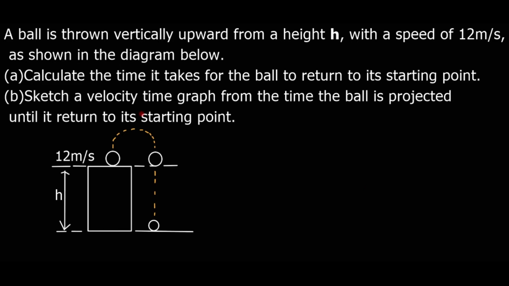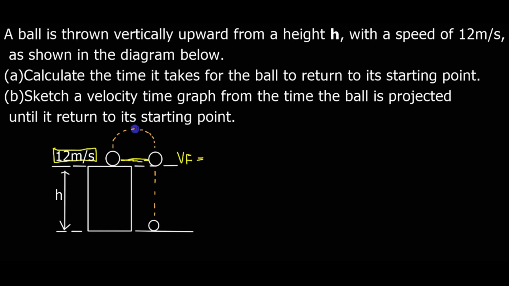As you can see, this object is thrown upward with an initial speed of 12 meters per second. We know this object reaches a maximum height before it falls. And then another thing you're going to see is that this object at this point is on the same level. This means the initial speed equals the final speed at this point because they are on the same level.